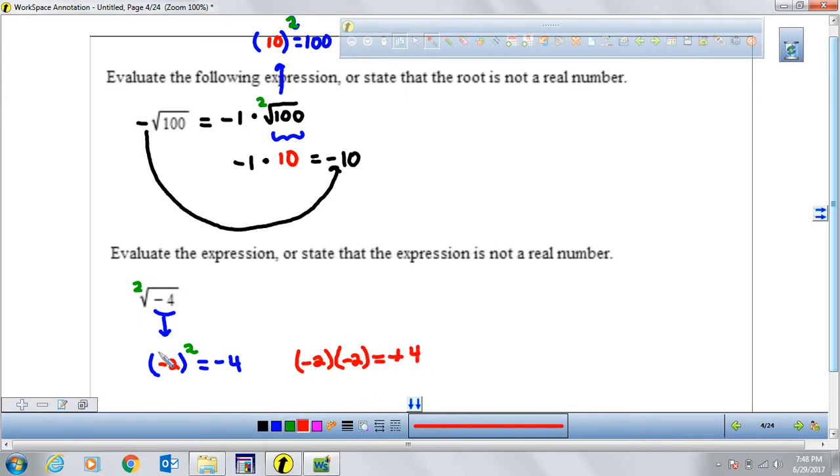So it doesn't work. So what does that mean? That any time the square root has a negative number on the inside, the solution is that it is not a real number, because we won't be able to find the square root of that number.